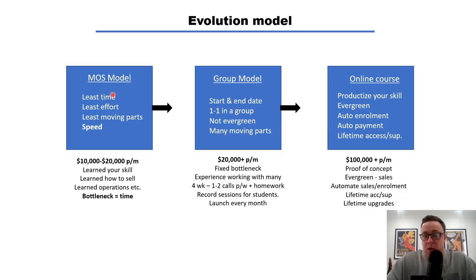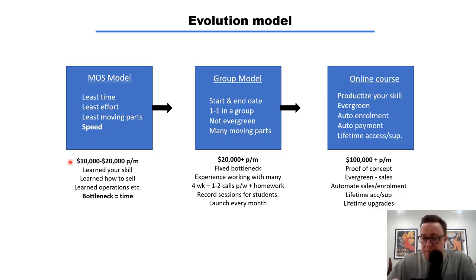So we've got our MOS model, then we can evolve into a group model, and then we can evolve into an online course. So let me explain how this works. MOS model we talked about before: least amount of time, least amount of effort, least amount of moving parts, but increasing the speed. Okay, so let's look at some numbers, and these are a little bit arbitrary. This is just to give you an idea of what we're talking about. So with the MOS model, you should comfortably be able to get to the $10,000 to $20,000 per month before you start experiencing that bottleneck, which is time.